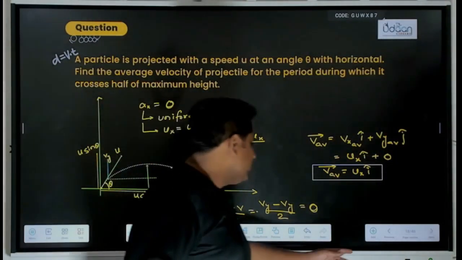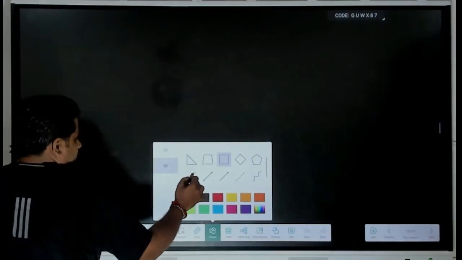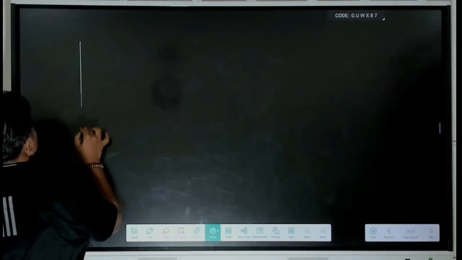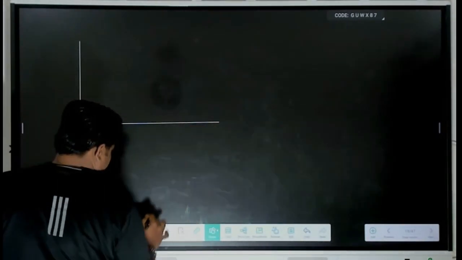Let me explain it with another example. See here, what I am saying. I am saying that suppose this is the projectile motion. This is the projectile motion. I am telling what?